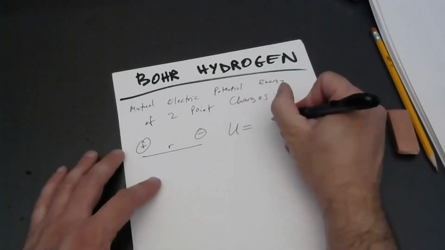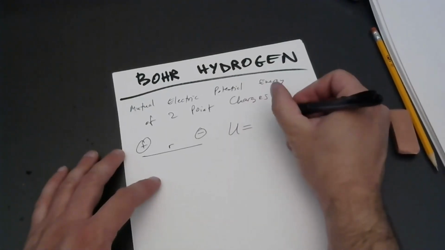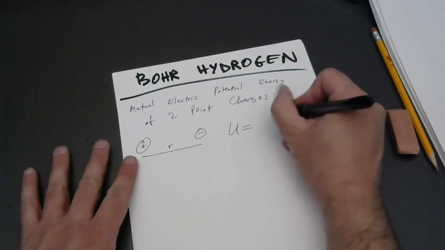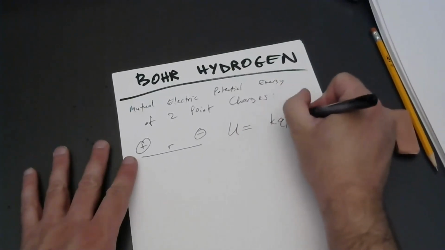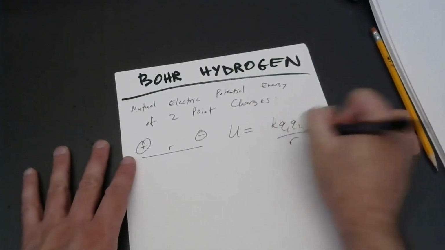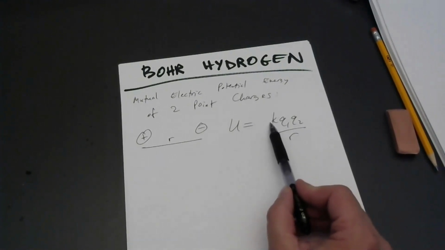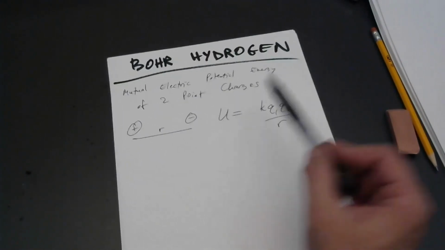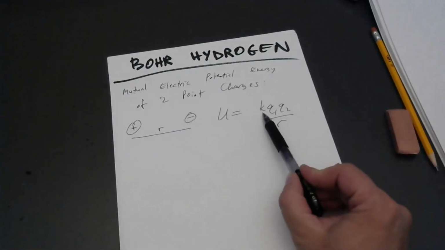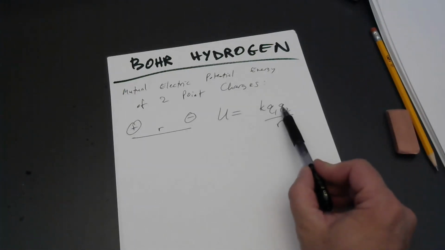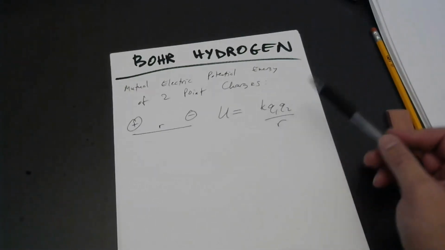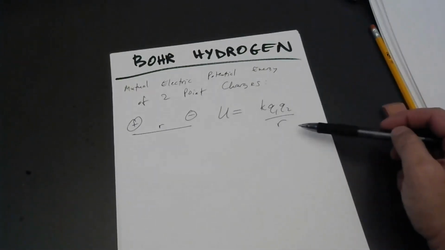Here it is. It's K Q1 Q2 over R. That's it. It's much like the gravitational potential energy of 2 point masses. I know all of you took 3A and you learned about gravitational potential energy. There was a minus sign in front for gravity because gravity is attractive. And then you had a big G here instead of a K. It was the product of the masses for gravity and inversely proportional to the distance between them.